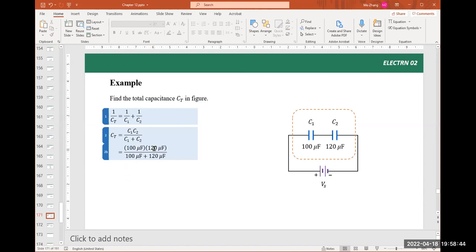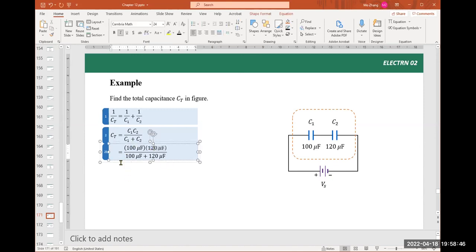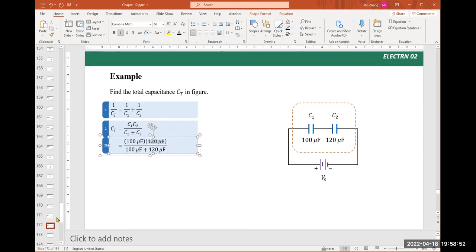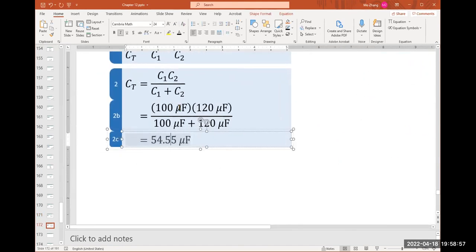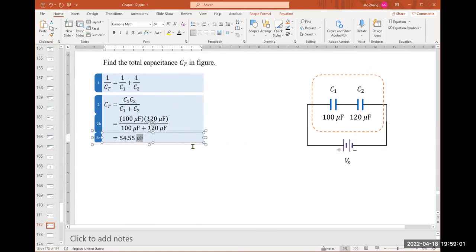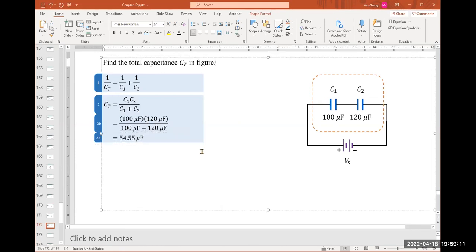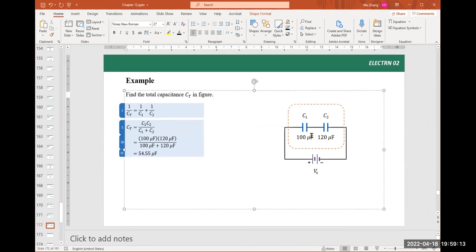Now the rest of the work is just to enter these numbers into the calculator. So 100 times 120 divided by 100 plus 120. And then using the calculator, I get 54.55. And the unit is the same, microfarad. So the answer is in microfarad, the total capacitance. So this is how we find two capacitors connected in series.